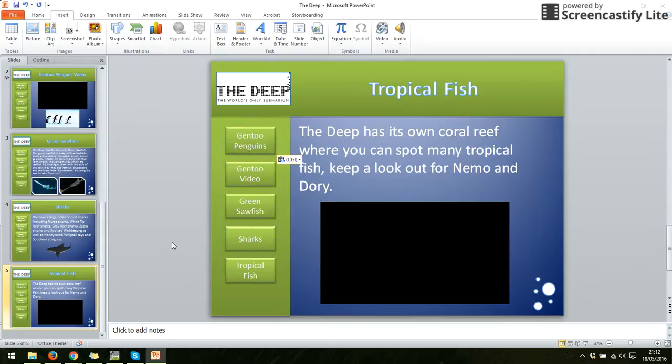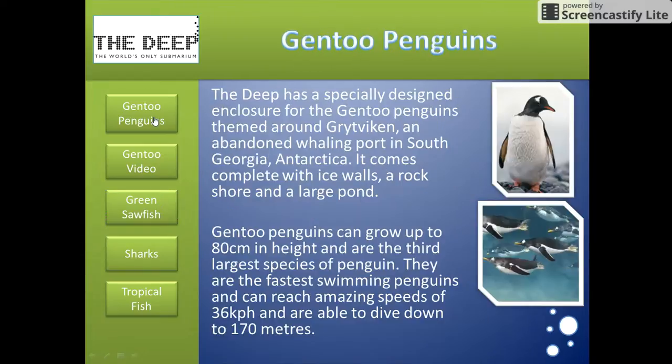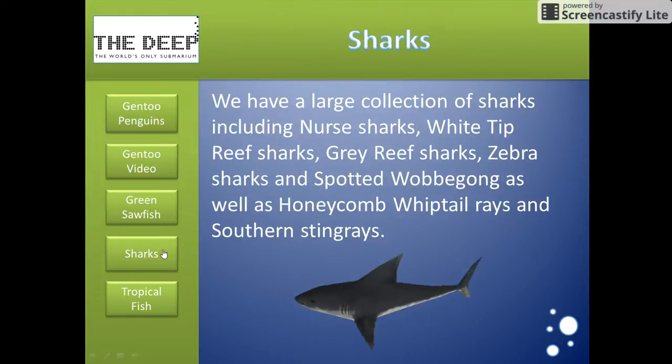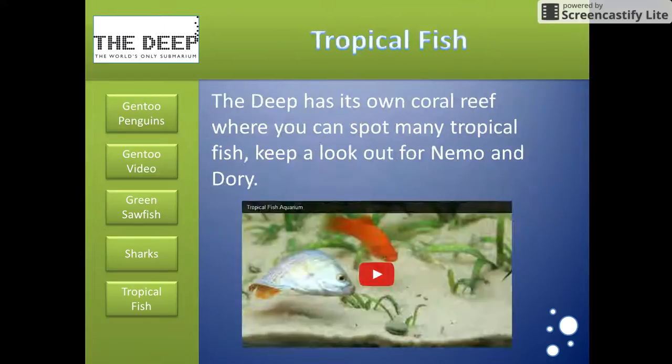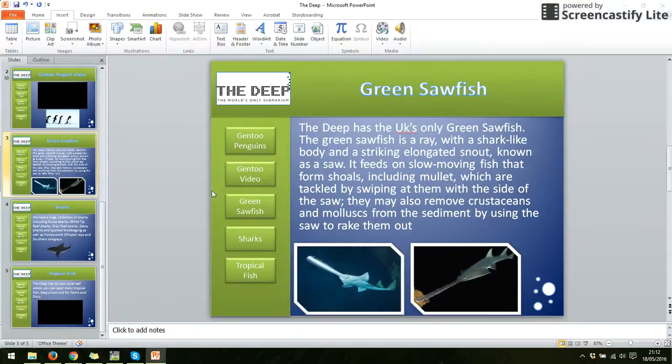And now when I run my presentation, I'm on tropical fish, green sawfish, Gentoo Penguins, tropical fish, Gentoo video, sharks. I've got the same menu on every single slide, and I can click to any other slide. I can still move left and right with my arrows as well. Okay, so I've got two options of ways to move around.